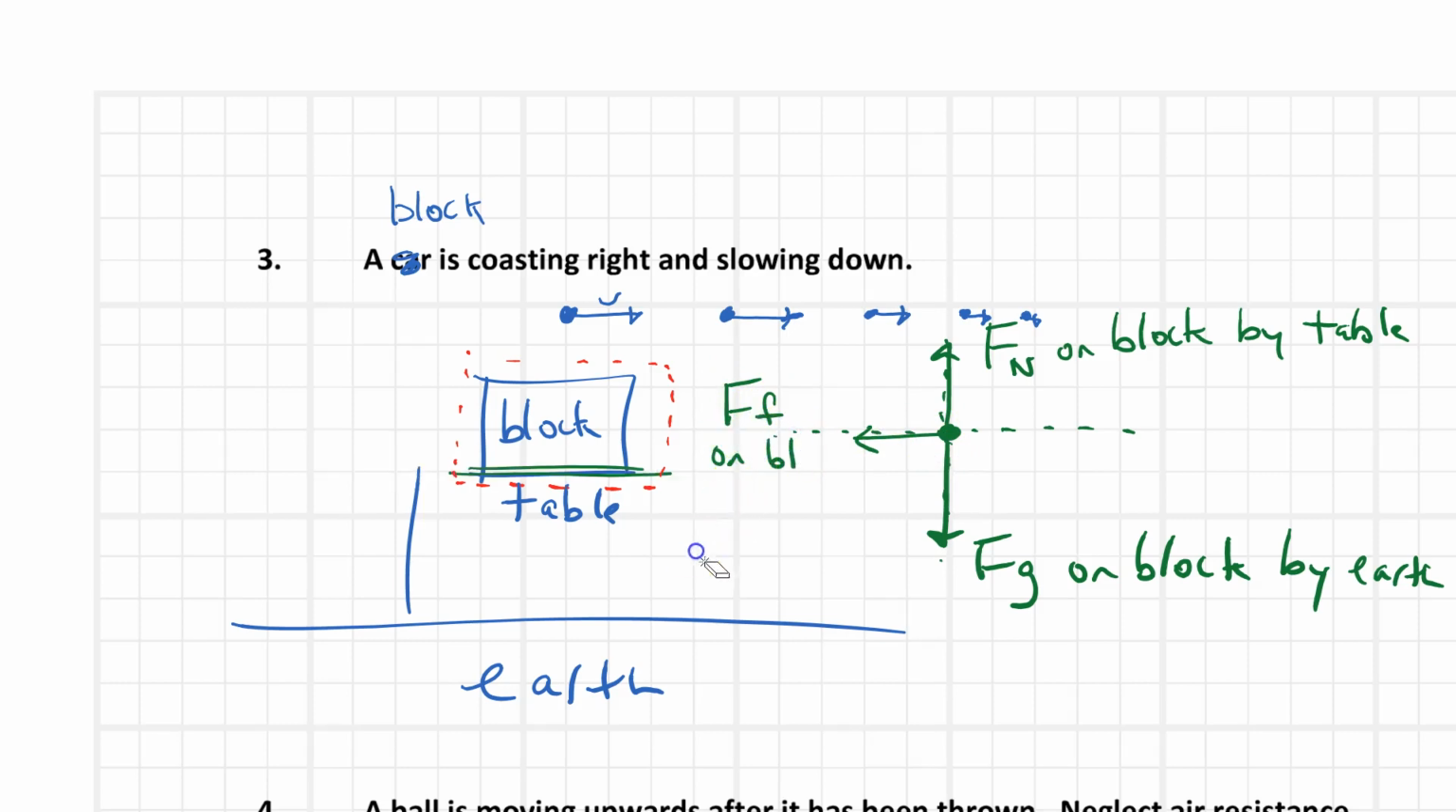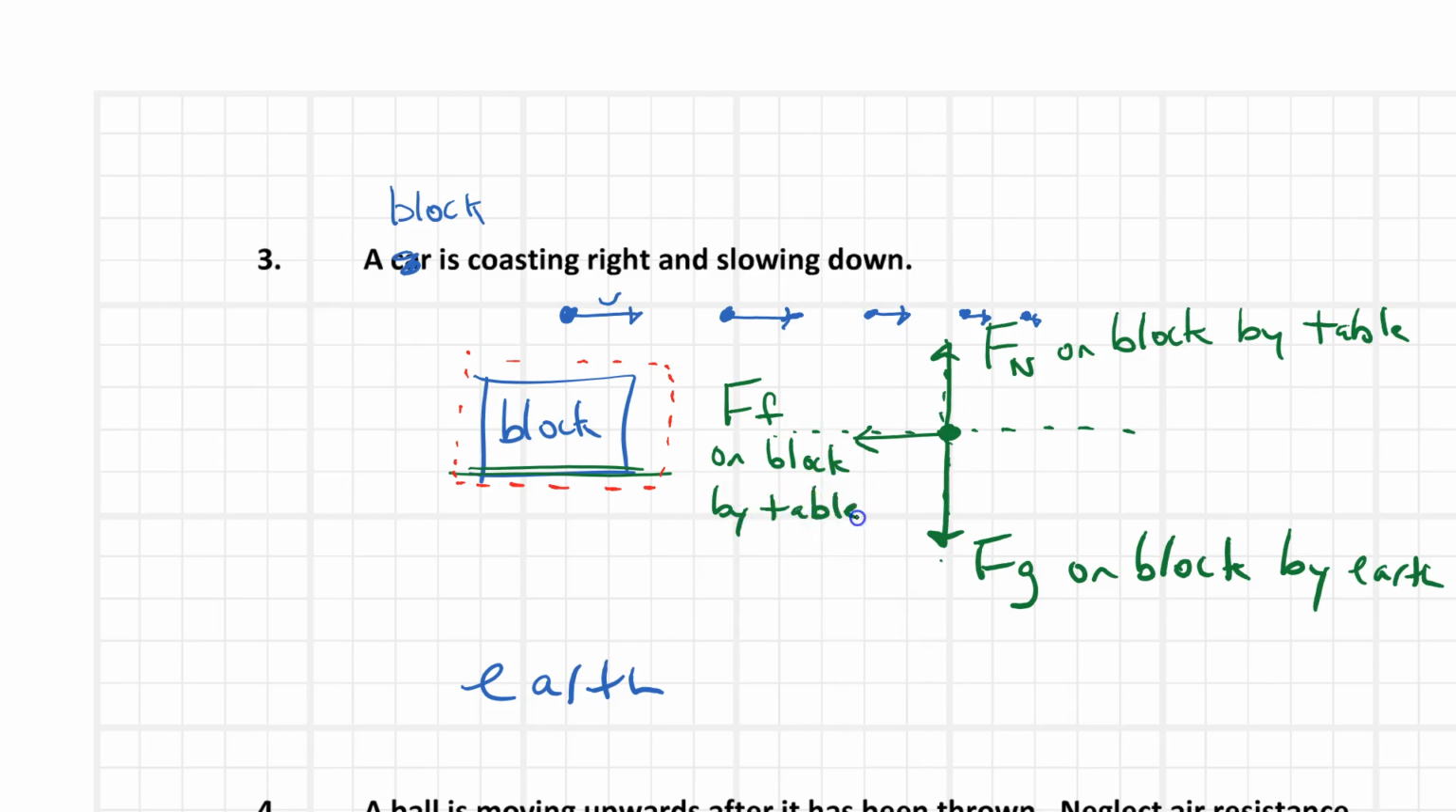Here, I'm going to erase some things so I have some more space here. On the block by table. So you'll notice, first of all, I think you're getting to see the pattern. This "on" is pretty easy. It's always on the same object. It's the object that is represented by that dot. And the other thing that's interesting is this table business. Both the normal force and the friction are by the table.